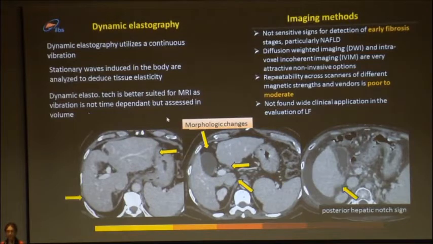So coming back to morphological changes, which are the changes that we know? We know that there is irregularity or hypertrophy of the left lobe. We know that there is nodularity of the liver surface, increase in space of the gallbladder fossa, increase in periportal space, increase in the volume of the caudate lobe, and a posterior hepatic notch sign, which talks about the right hepatic lobe hypertrophy versus posterior segments versus anterior segments.